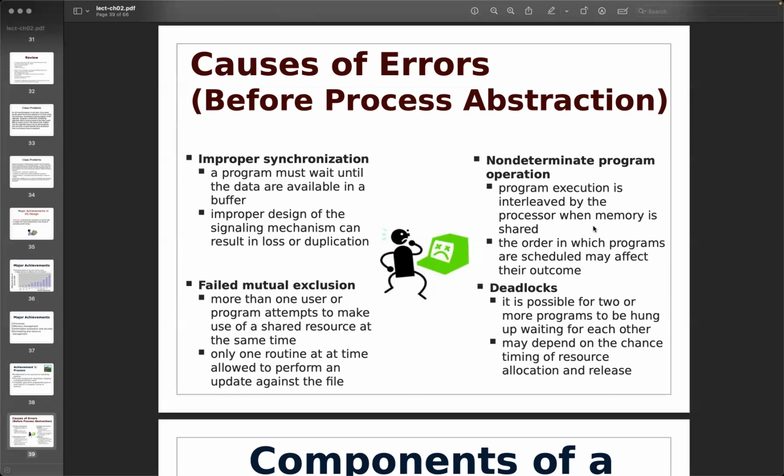And then there is failure of mutual exclusion. More than one user or program attempts to make use of a shared resource at the same time. This is really pretty common, and that's why we need an OS to help us handle it. And only one routine at a time is allowed to perform an update against the file. That's how we do it.